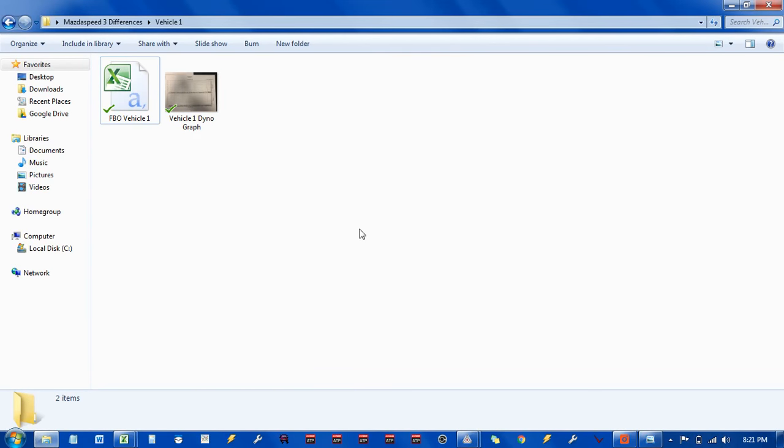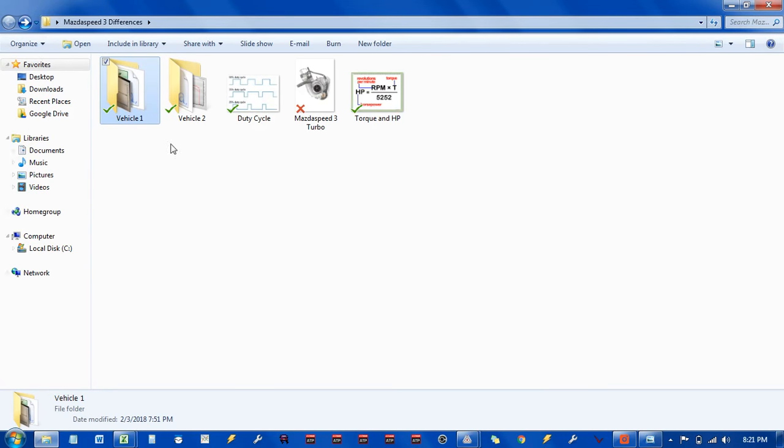And in reality, we have a scenario here where I tuned both vehicles to the best of my ability and to the best of the vehicle's ability, but one car is making more power than the other. This isn't a tuning situation. This is just a simple matter of one turbo flowing more air than the other turbo. And this is very common to see with Mazdaspeed vehicles.